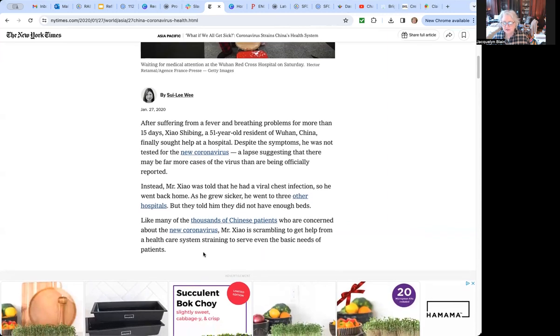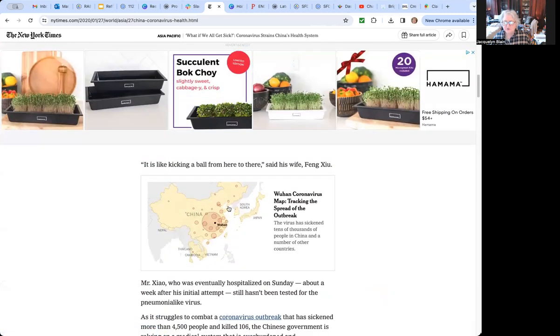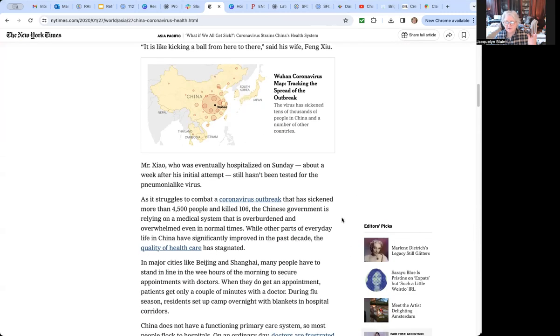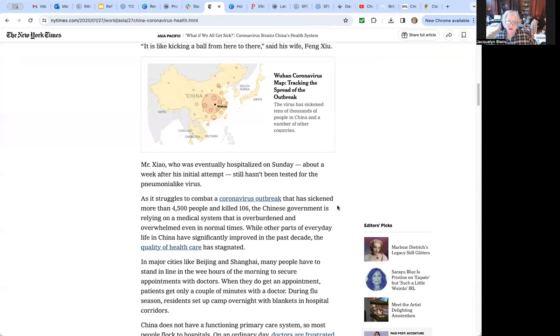And then it goes on: like many of the thousands of Chinese patients who are concerned about the new coronavirus, Mr. Zhao is scrambling to get help from the healthcare system, straining to serve even the basic needs of patients. So this tells us we're going to be talking about the healthcare system, Chinese patients, the new coronavirus, and what's being done. And then it jumps into this pretty cool map tracking the coronavirus. There's a little bit more of the story about this Mr. Zhao, and then an even bigger nut graph.